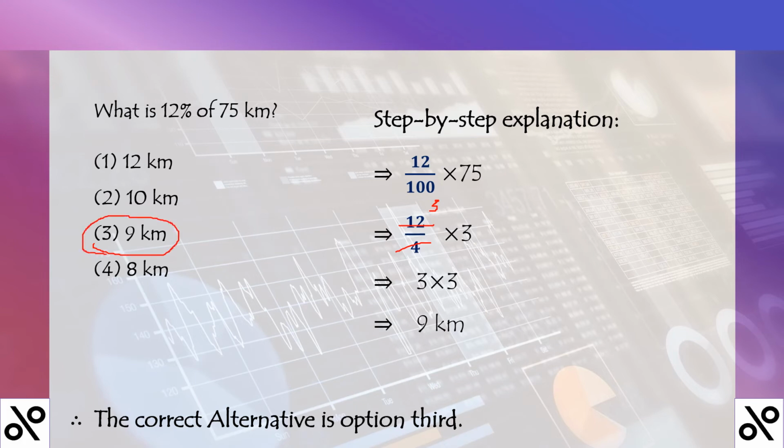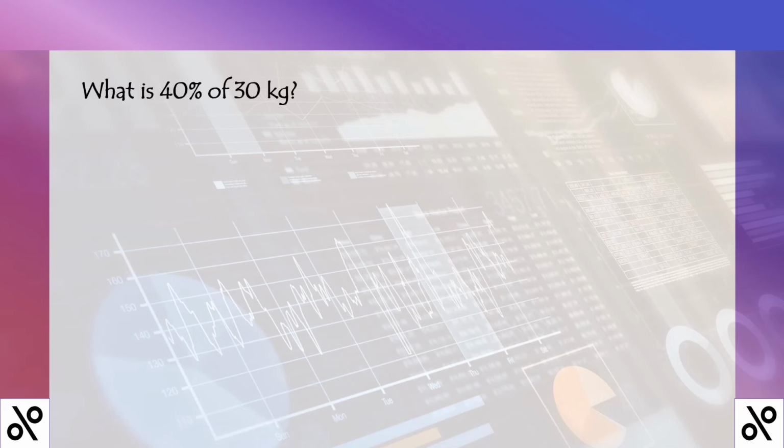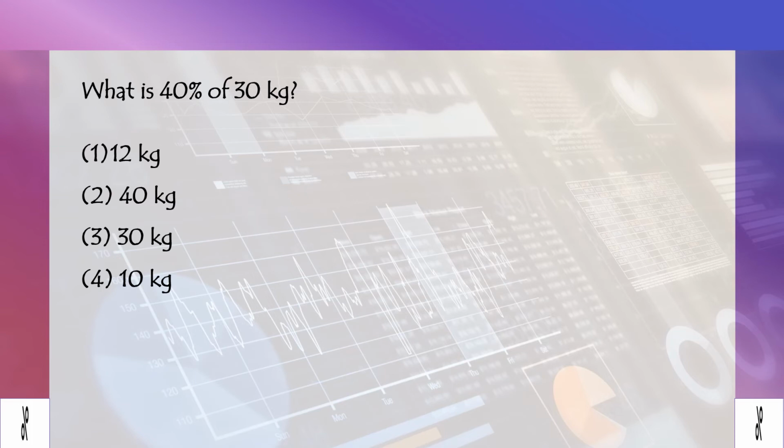Okay, so you can write down this. You can check if you have got it right. Very good. And if you have made any mistake, you can take down this sum as to how it is solved. What is 40% of 30 kgs? Option number 1, 12 kg, 40 kg, 30 kg or 10 kg.